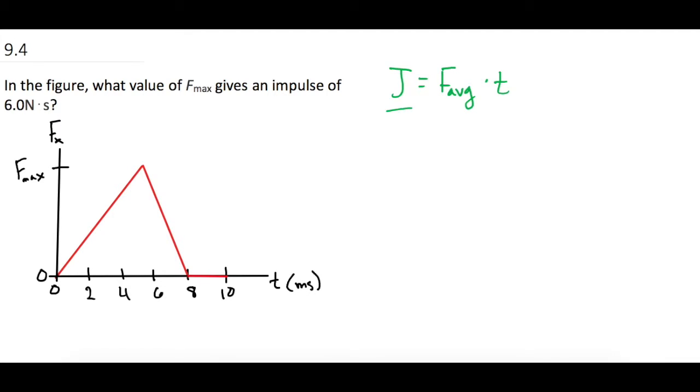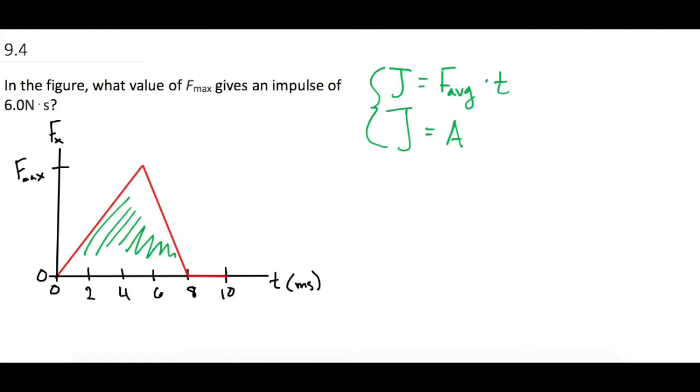Well, J can also be equal, instead of just the average force, to the area under the curve. In this case we have a triangle, so all this shaded area under there is the area that we're talking about, which is the same as if we took the average force and multiplied it by the time.